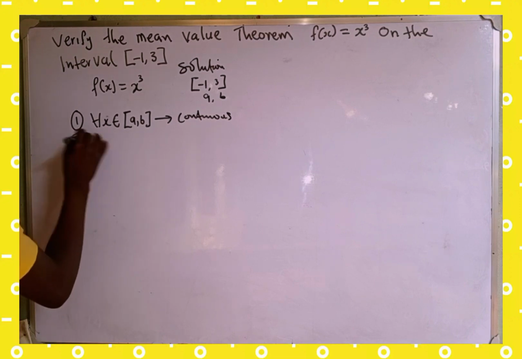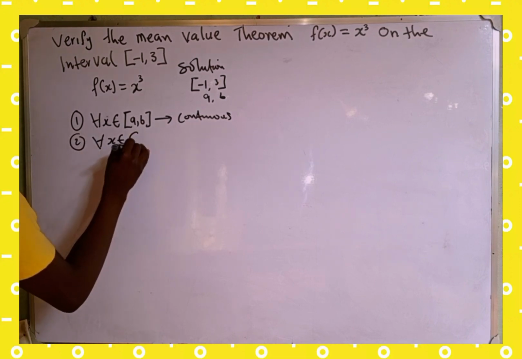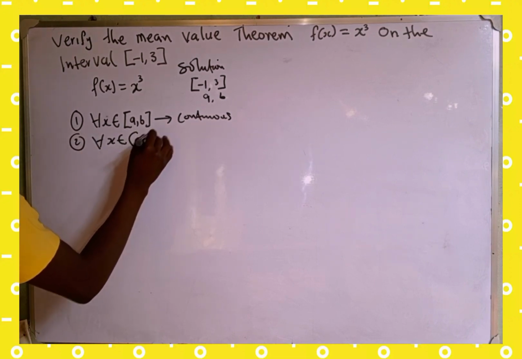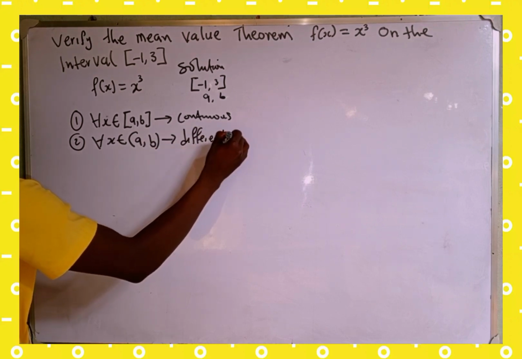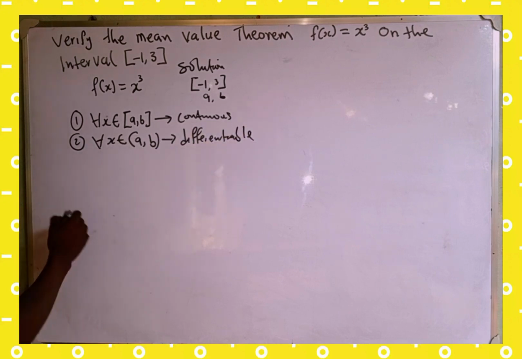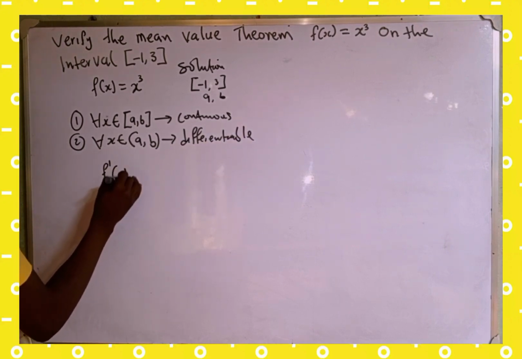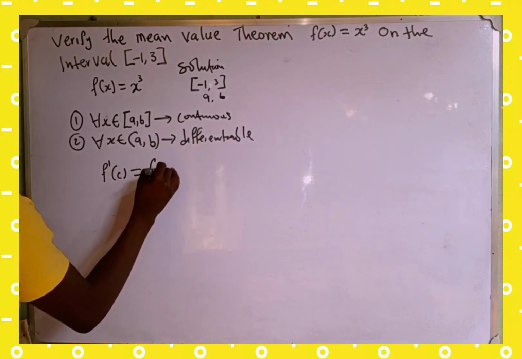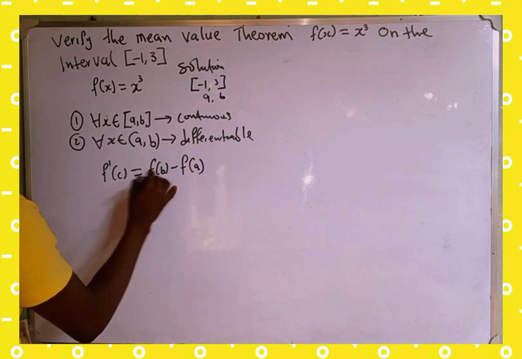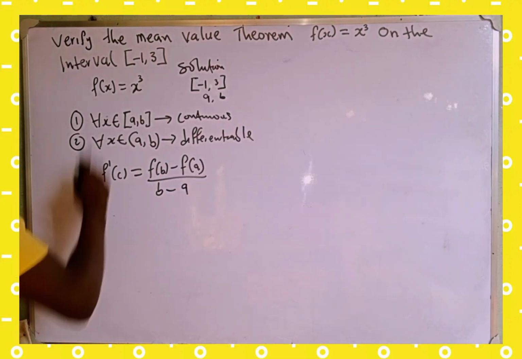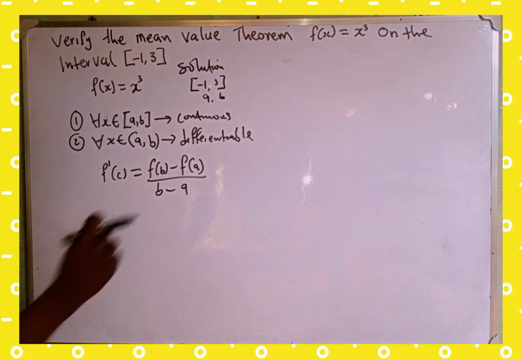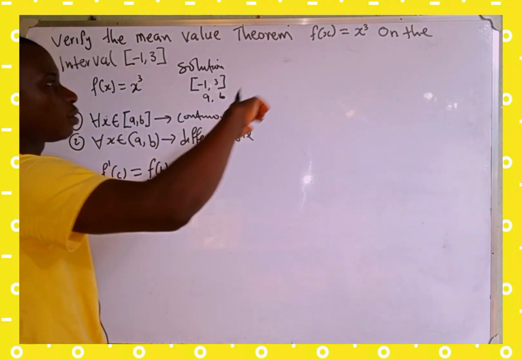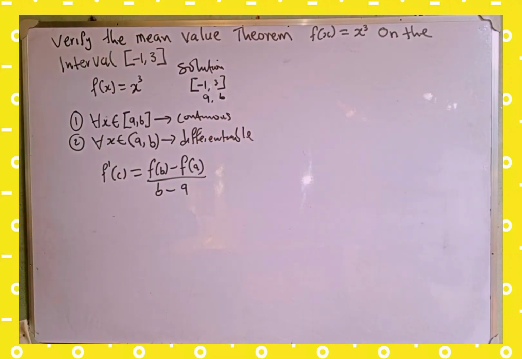Then condition number two: for all x in the open interval (a, b), f must be differentiable. Then f prime of c is equal to f of b minus f of a, all over b minus a. So these three conditions must be satisfied before we can say this given function satisfies the mean value theorem.